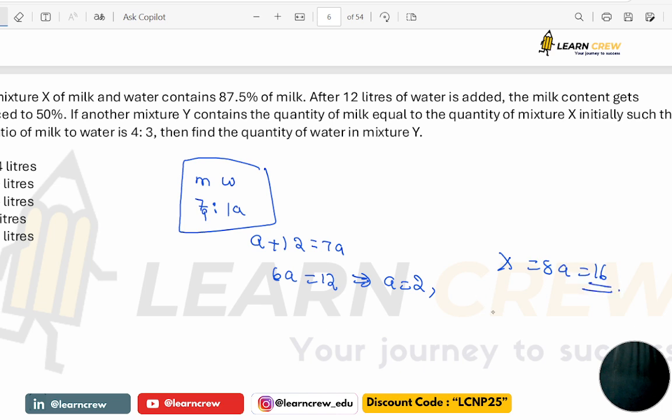And the quantity of water in mixture y is 3/4 of 16, which is 12. So the answer is 12 liters.